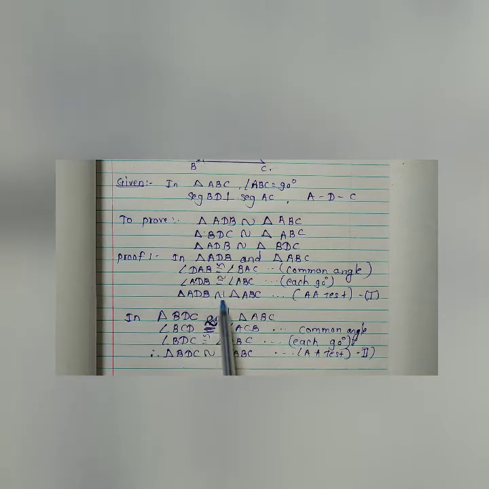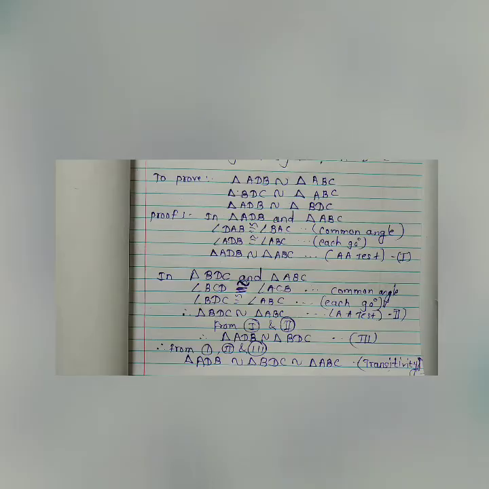Here first triangle is similar to second triangle, and what is the second? Triangle BDC is the third triangle. Here triangle BDC is similar to triangle ABC, means triangle ABC is similar to triangle BDC also, and therefore from first and second, triangle ADB is similar to triangle BDC, and give the number third.